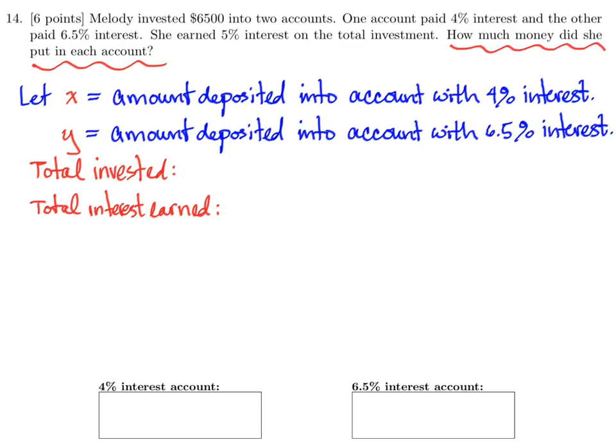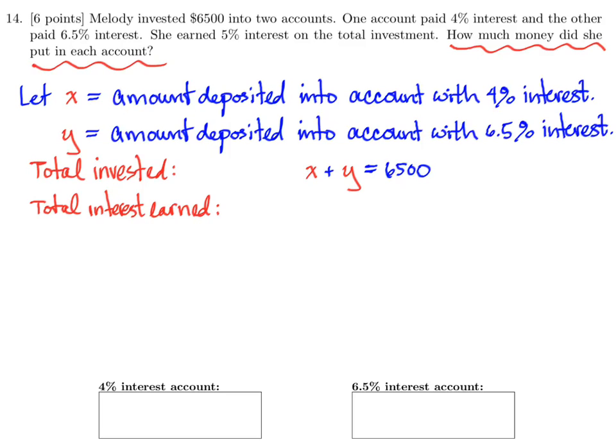So the total amount invested, it says that she had $6,500 to split into two accounts. So we know that the two deposits have to add up to $6,500. So X plus Y has to be $6,500, right? Now, what about the interest earned? It says that she got a total 5% interest on the total amount, but she got some of that from the first account and some of that from the second account.